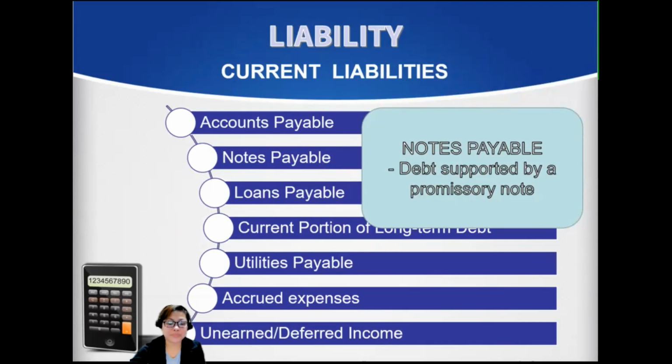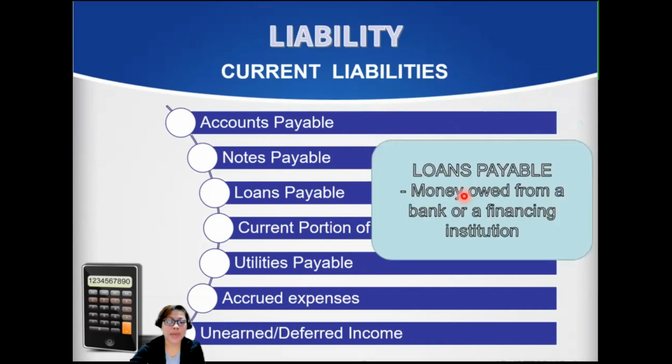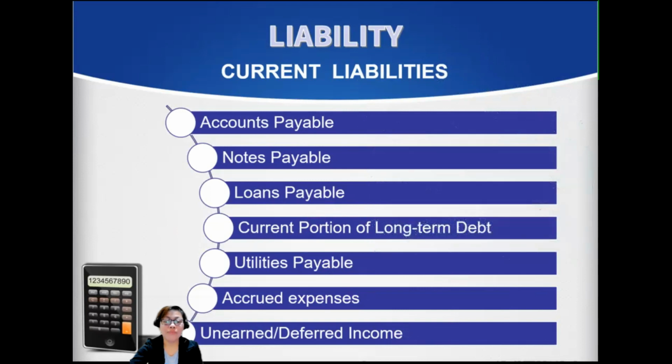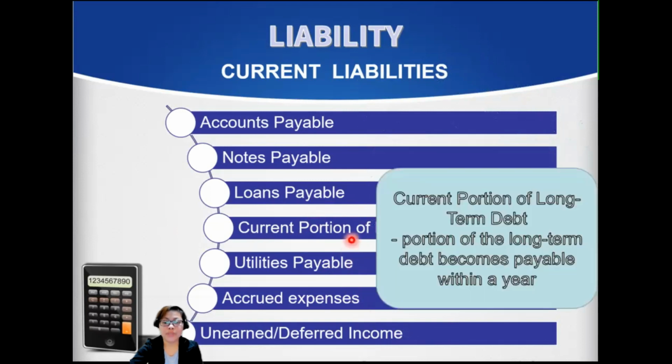Loans payable. Okay, loans payable. This is a liability to pay a bank or a financing institution for the money borrowed by the company. The liability is expected to be settled. Then we have the current portion of a long-term debt. Okay, so it arises if a portion of the long-term debt becomes payable within a year from the reporting period.